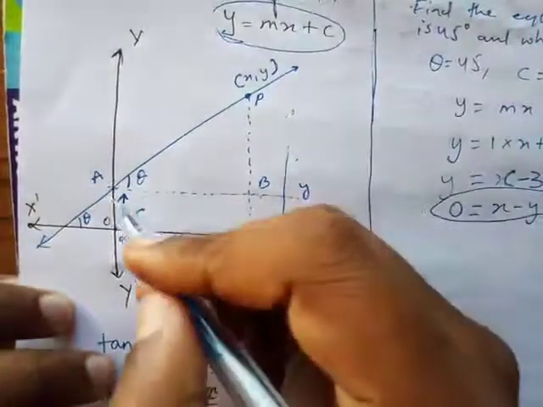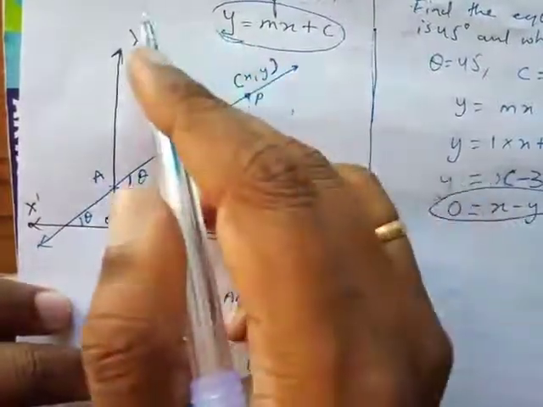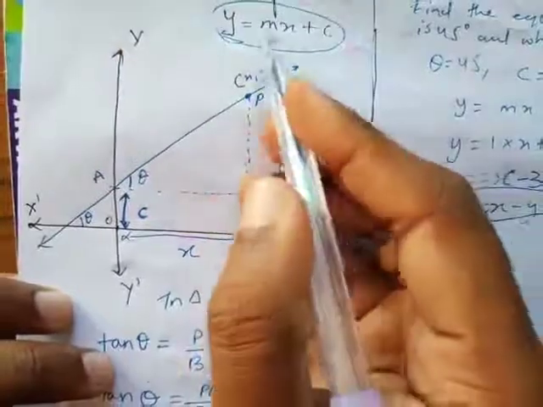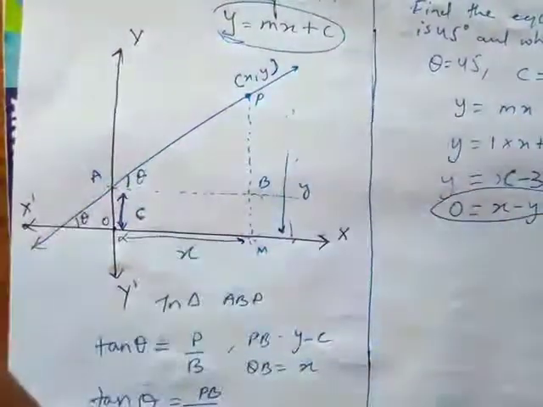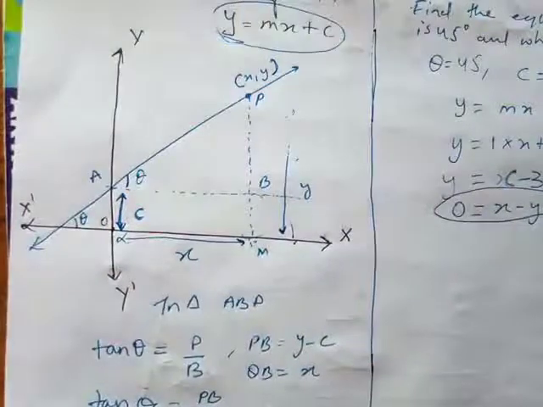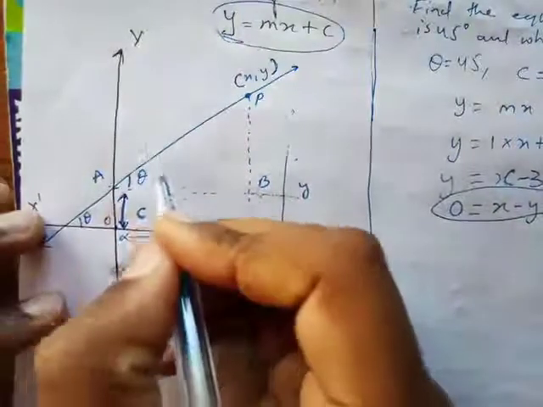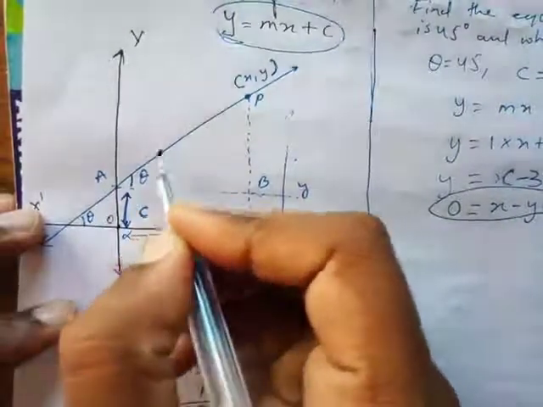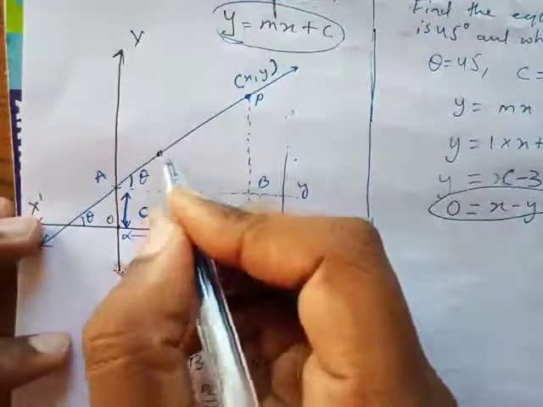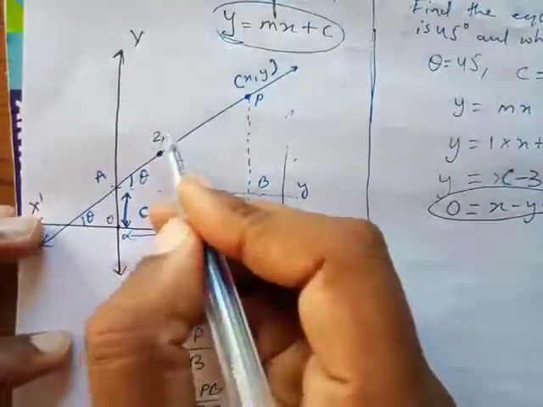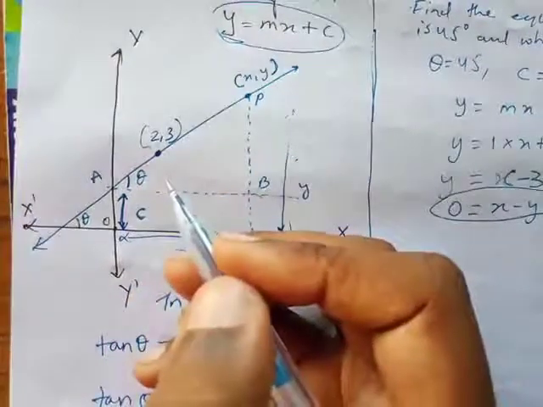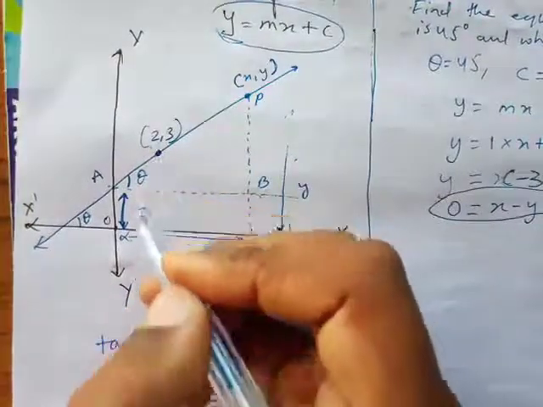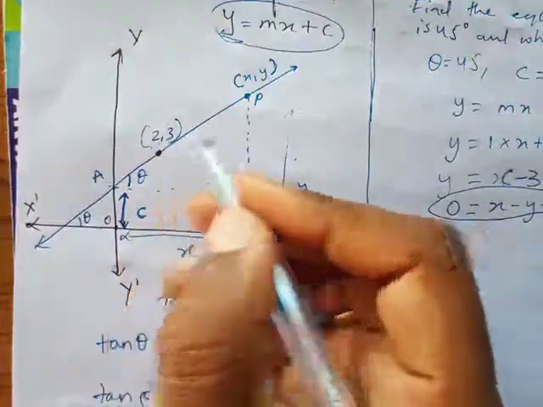Let's say I have the y intercept, I got the slope intercept form. This is the slope intercept form and this is the line. Let's say they gave me a point, this point, and the name of the point was 2 comma 3. So how to make an equation of a line when 2 comma 3 is given on this line?